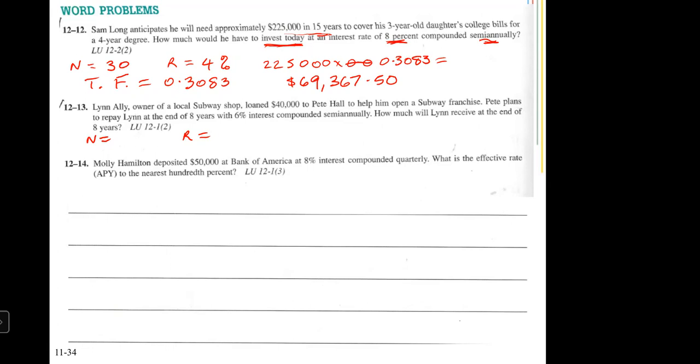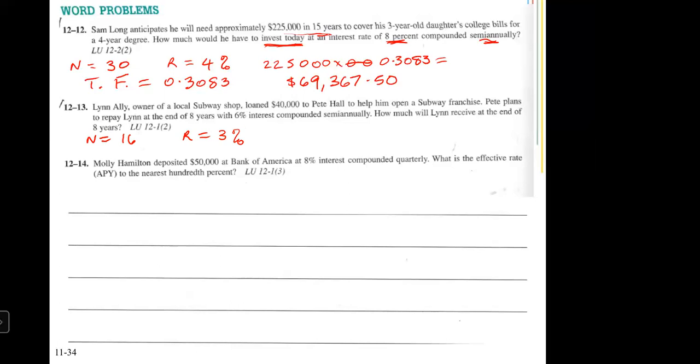Okay, sir, how many periods did you say, Mr. Butler? 4. We have 8 years, and you're compounding semi-annually. Sorry, I was dividing. I need to multiply, so that'll be 16, 8 times 2. Okay, 16 periods, and the rate per period, Mr. Butler, would be 6 divided by 2, which is 3%.